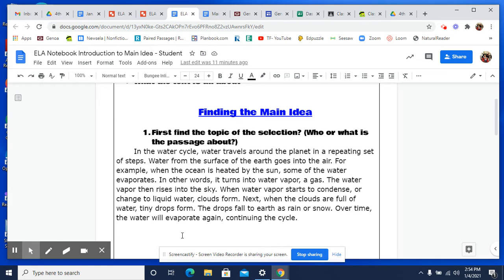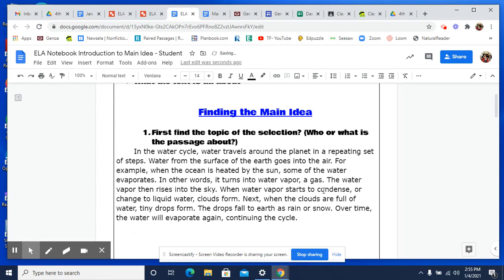When the water vapor starts to condense or change to liquid water, clouds form. Next, when the clouds are full of water, tiny drops form. The drops fall to earth as rain or snow. Over time, the water will evaporate again, continuing the cycle. So, if I were to ask you, who or what is this passage about? Okay, the topic, not anything specific, just what is the topic of this selection? What would you say?